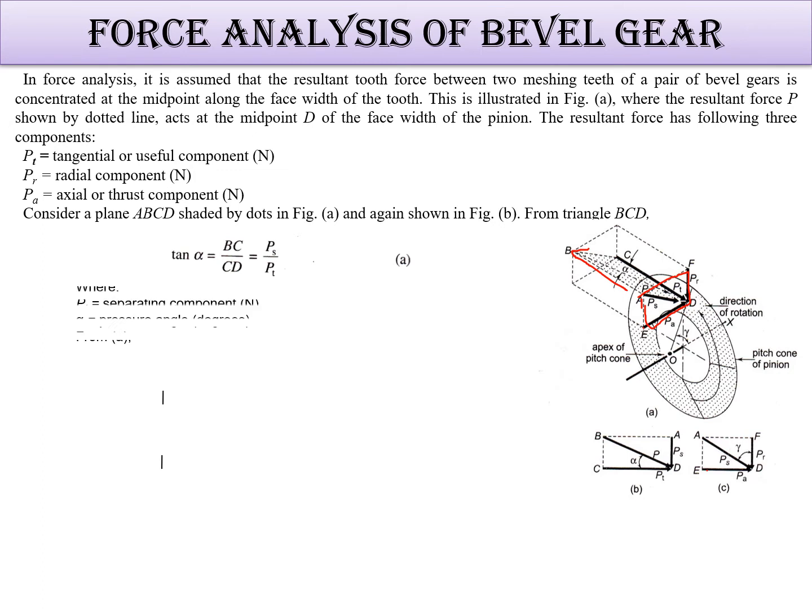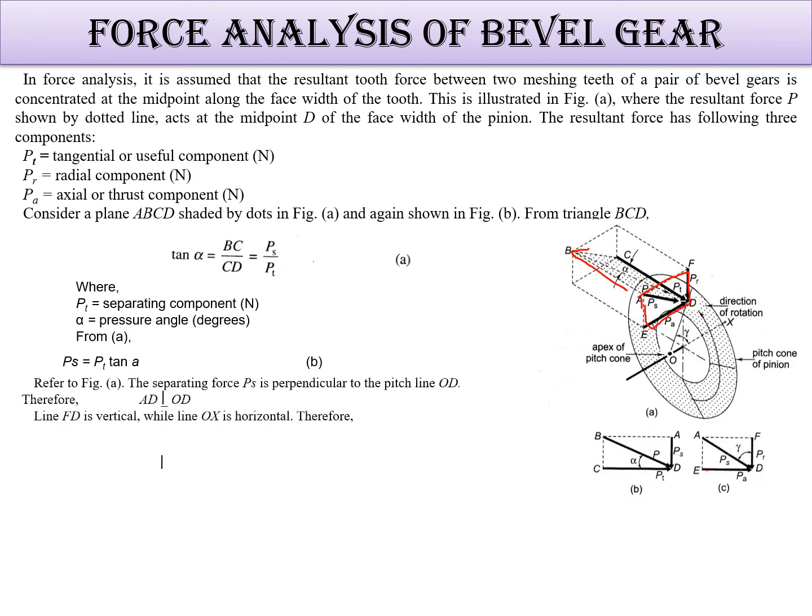Okay, let's see it. So tan of alpha is equal to what? PS upon PT, that is PS is the separating force and PT is the tangential component. PS is equal to PT tan of alpha.